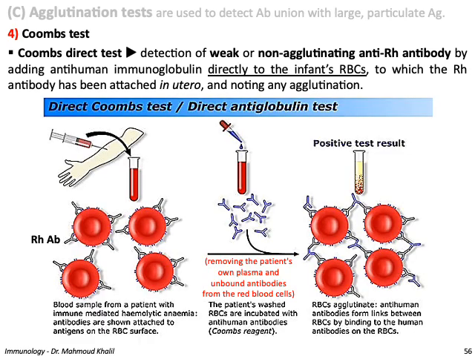In this figure, you can see that the infant RBCs already have the Rh antibody bound on their surface. When we add the anti-human immunoglobulin to this blood sample, the positive test, if there is Rh antibody, will result in agglutination, because anti-human antibodies form links between RBCs by binding to the human antibodies on the RBCs, and this is the direct test.